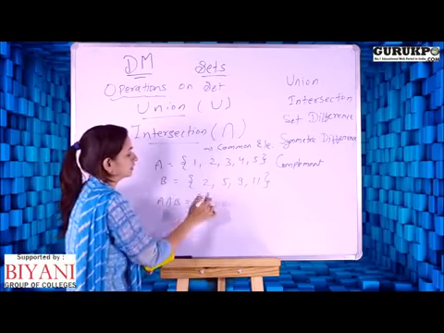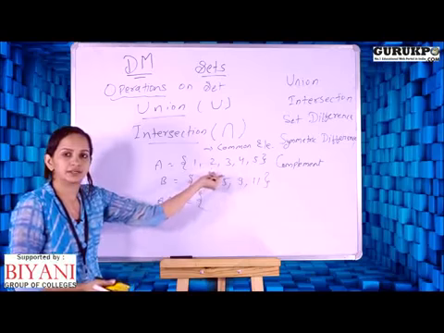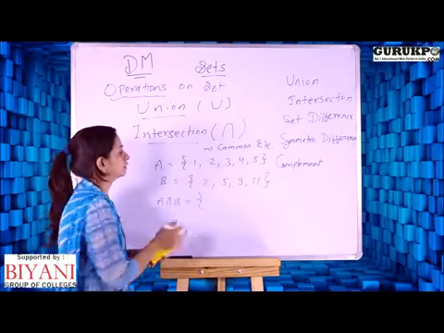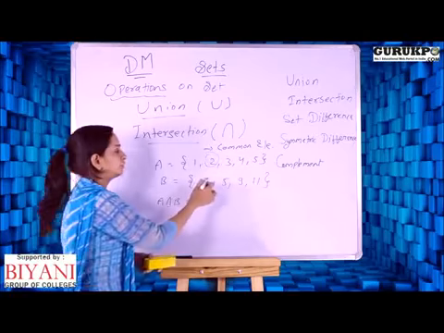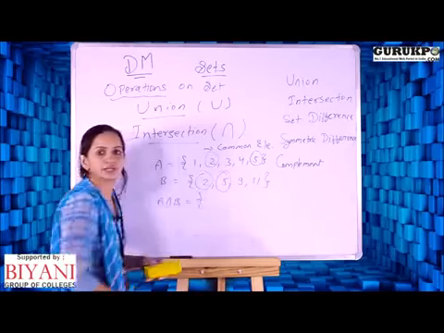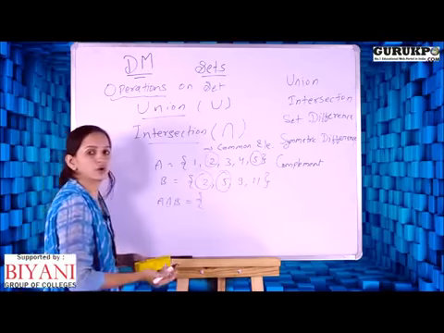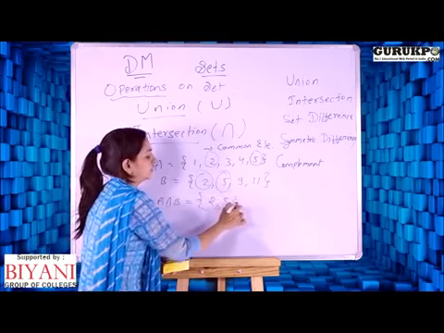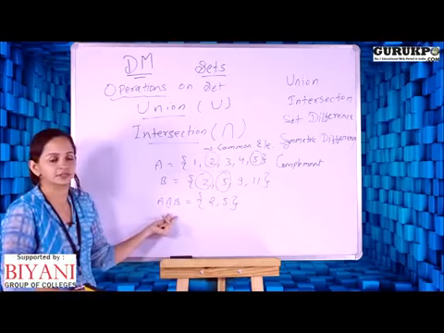What will be the intersection? The elements common to set A and set B. What are the common elements? 2 is in set A and 2 is also in set B, and 5 is in set A and 5 is also in set B. So 2 and 5 are the common elements. So A intersection B will be 2, 5. So this is the set of intersection.